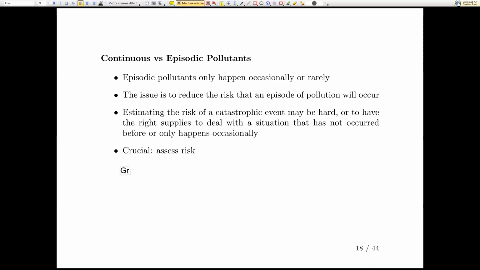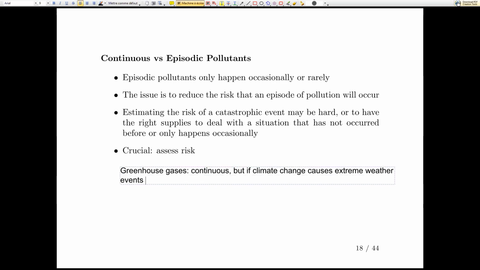So greenhouse gases, that's continuous. But if climate change causes extreme weather events, that is episodic.